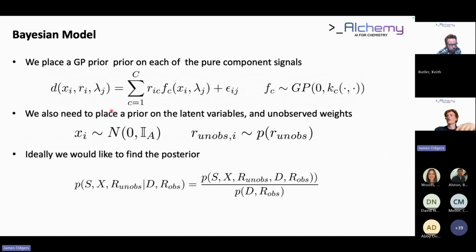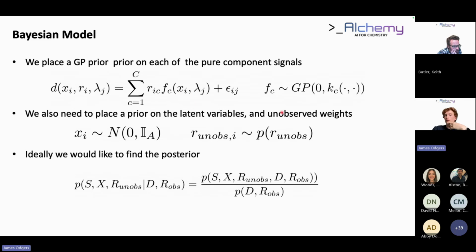So our Bayesian model is not identical to this. What we do is assume that each of our pure component signals is a nice smooth variation over both the observed wavelength, but also this unobserved latent variable. And we're going to try and find the latent variables and also the pure component signals which preserve this nice smooth mapping, but also fit the data very, very well.